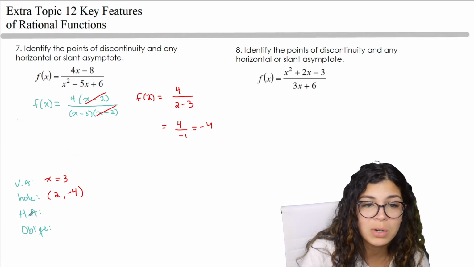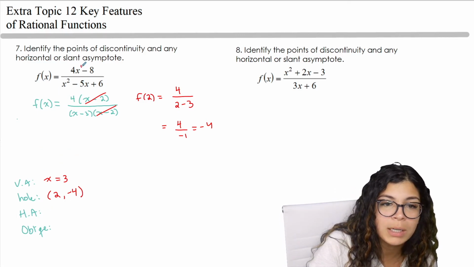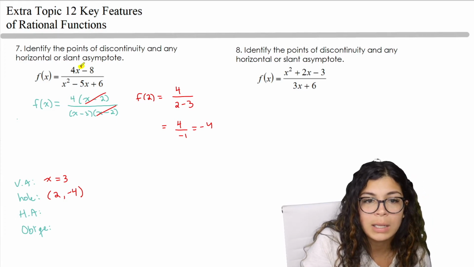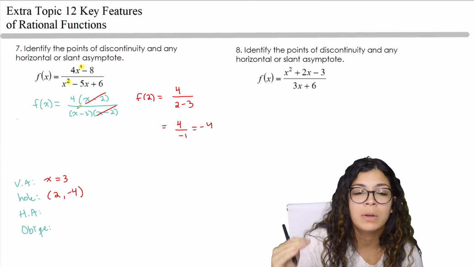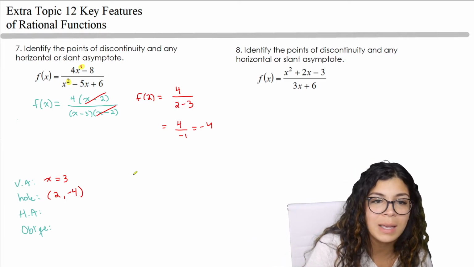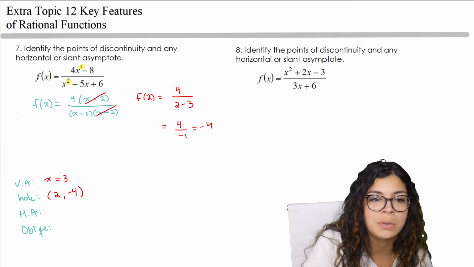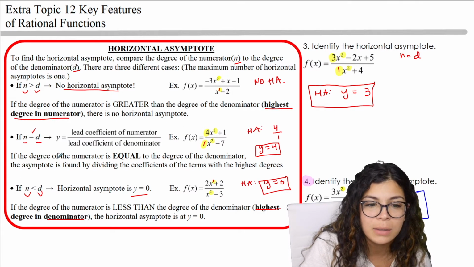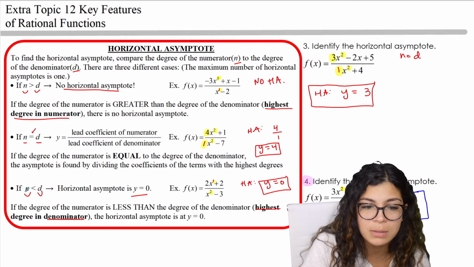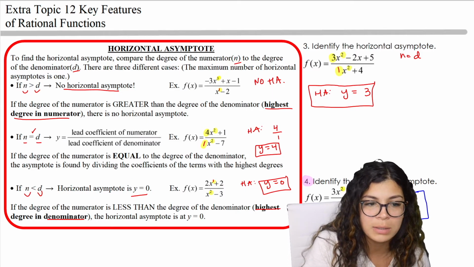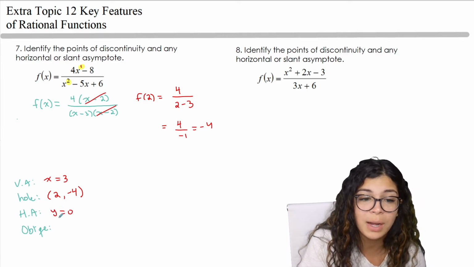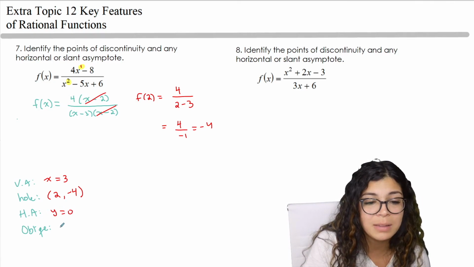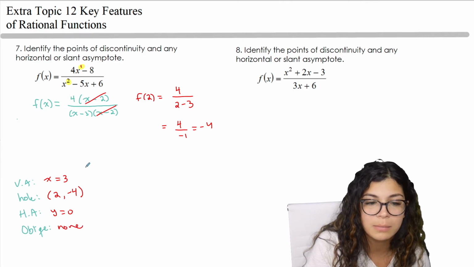Next up, let's look at our horizontal asymptote. Looking at the numerator, the degree is 1. And looking at the denominator, the degree is 2. So the degree is bigger on the bottom. Our horizontal asymptote is y equals 0. Again, if the degree is bigger on the bottom, the denominator, then your horizontal asymptote is y equals 0. Now, that means that we actually do have a horizontal asymptote, so that means that there is no oblique.